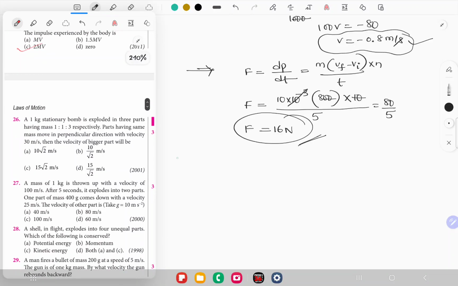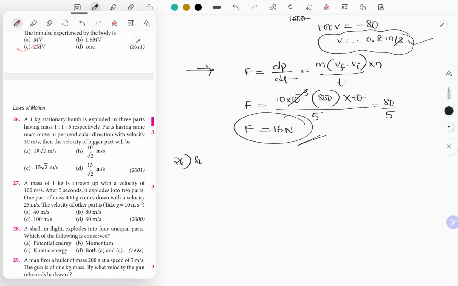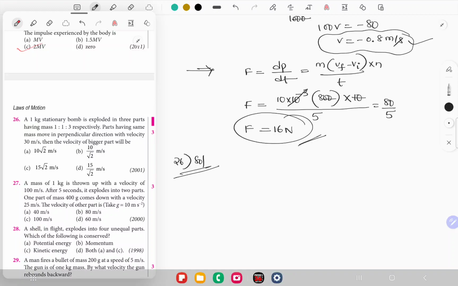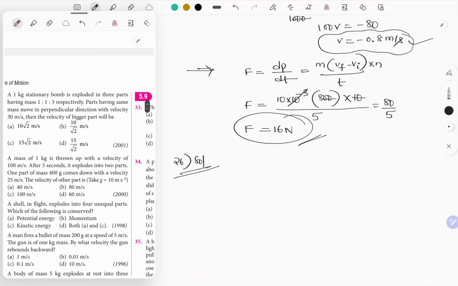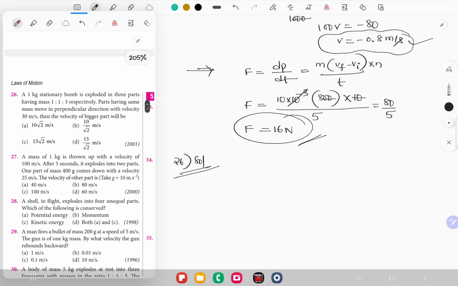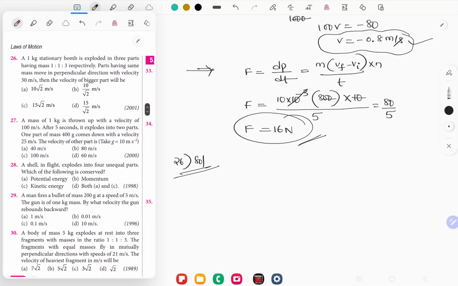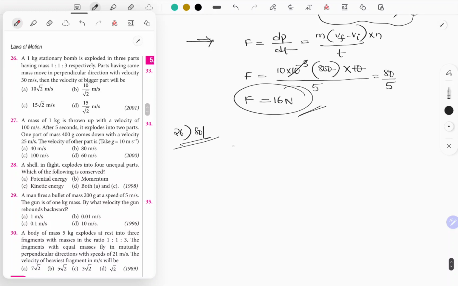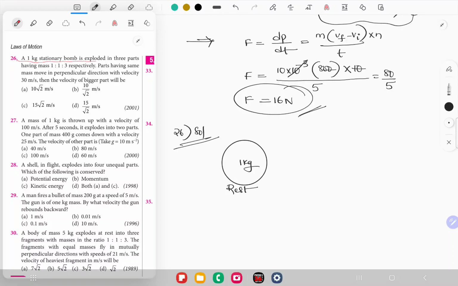question number 26. Question number 26 solution. A 1 kg stationary bomb is exploded into 3 parts having masses in the 1:1:3 ratio. Okay. The original mass of this object is 1 kg. Initially it is at rest. That is the meaning of a 1 kg stationary bomb.